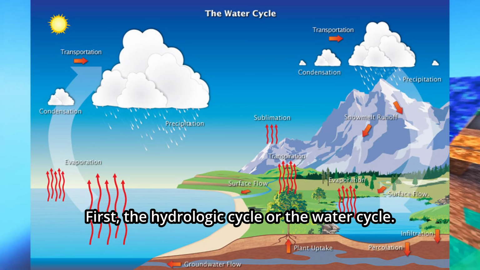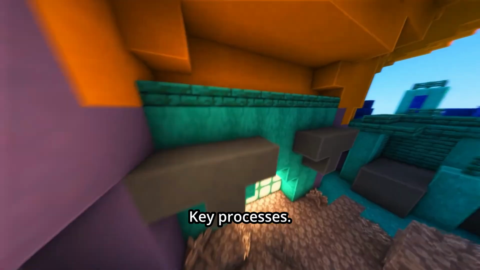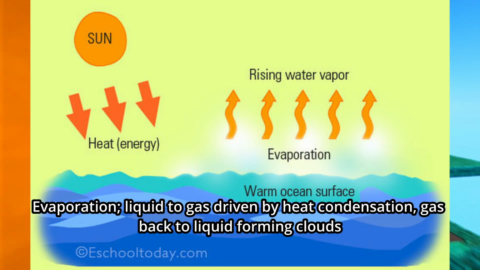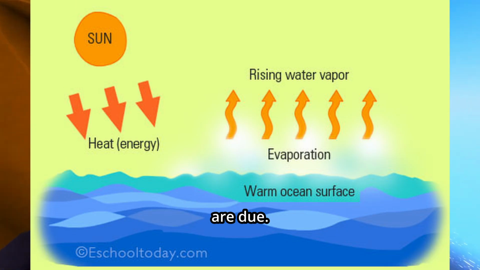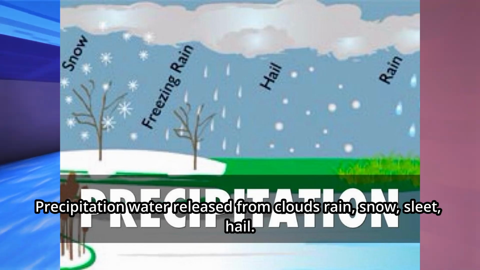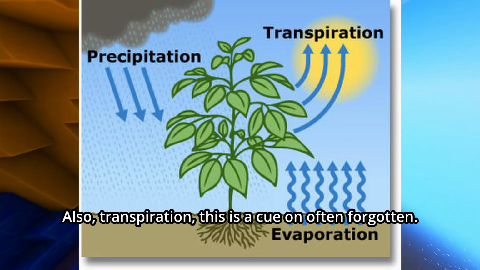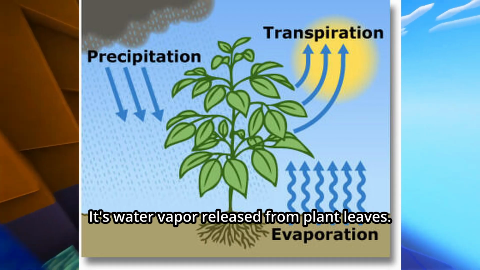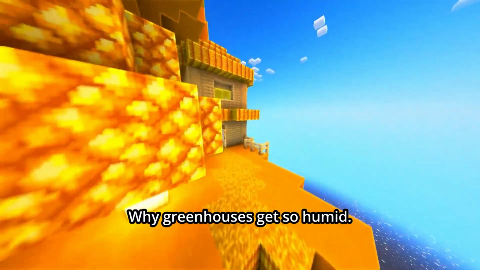First, the hydrologic cycle, or the water cycle. Most of this is probably familiar. Key processes: evaporation, liquid to gas, driven by heat. Condensation, gas back to liquid, forming clouds or dew. Precipitation, water released from clouds: rain, snow, sleet, hail. The basics. Also, transpiration, this is a key one often forgotten. It's water vapor released from plant leaves. It's a huge part of water moving into the atmosphere, why greenhouses get so humid.